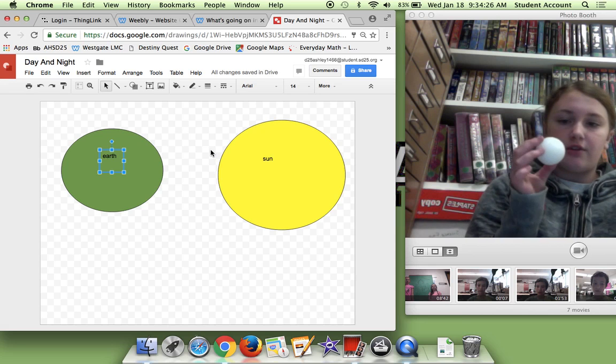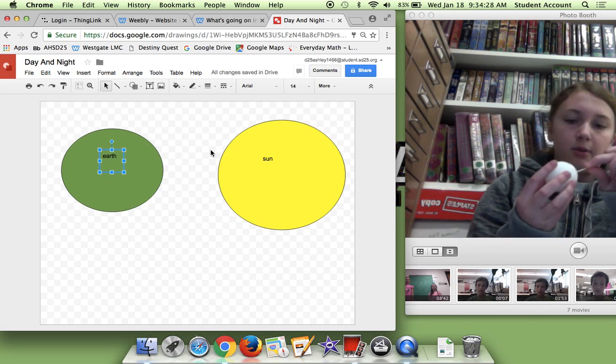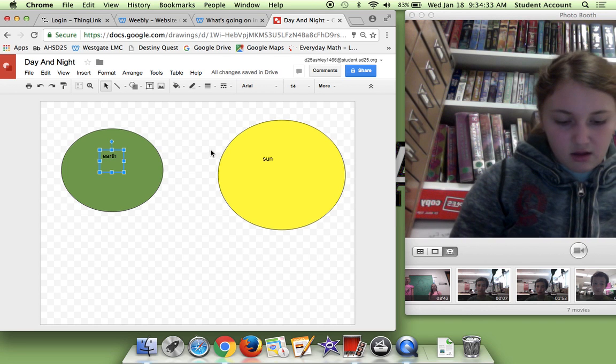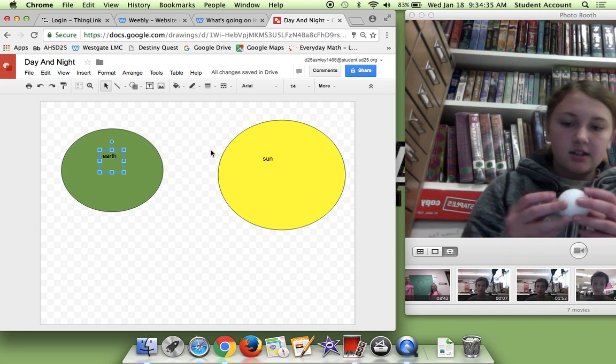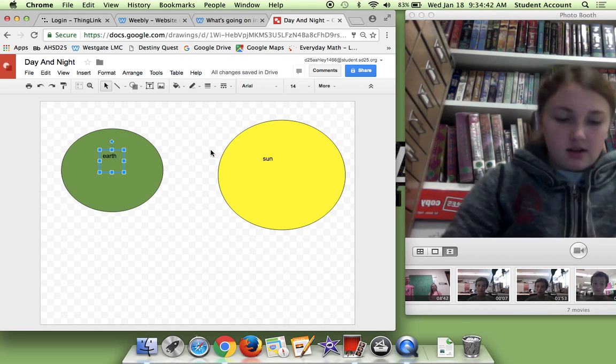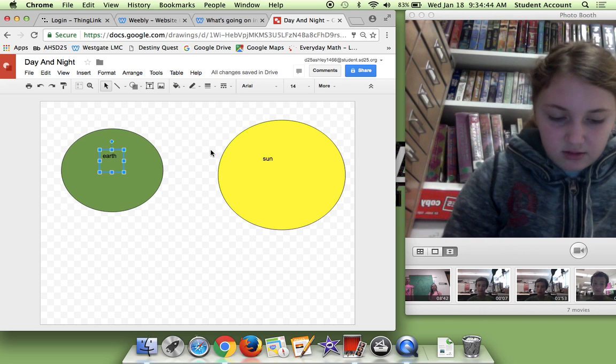This is the earth. Toothpicks. Here's one. Okay, there's the toothpick in there. I'm only using one this time, so you can't really see it. Let's do this one.